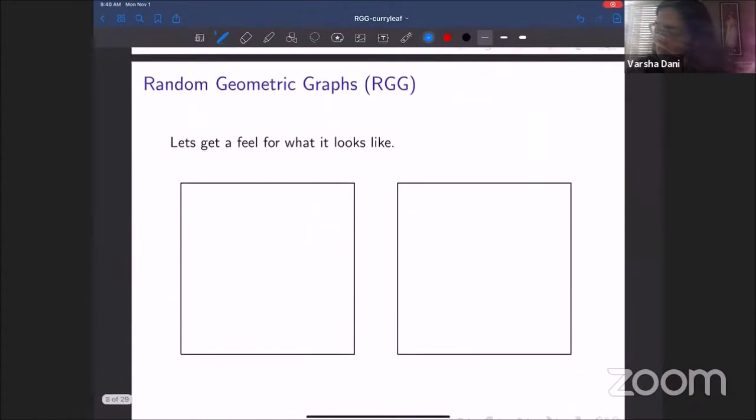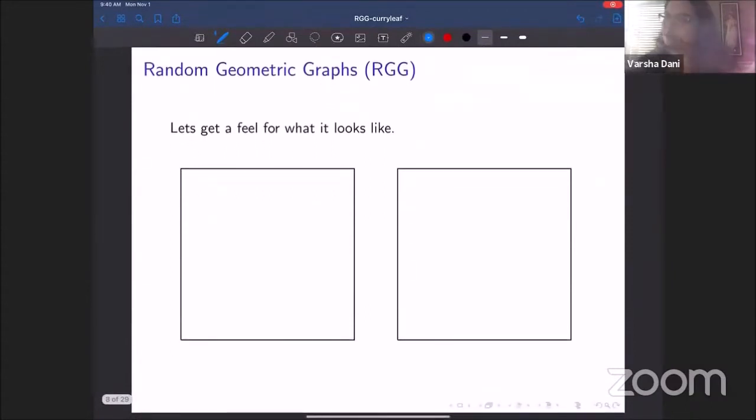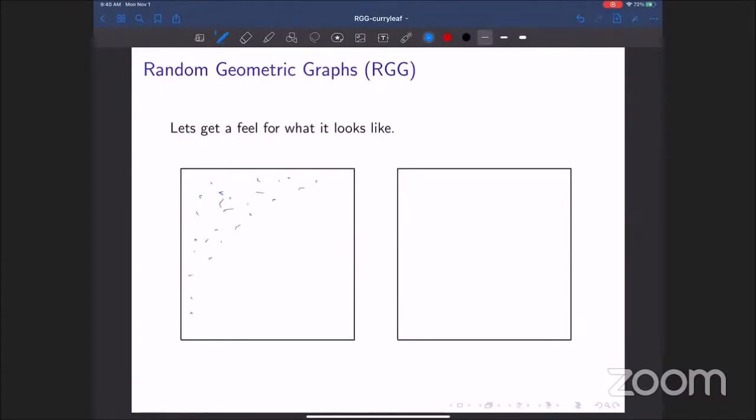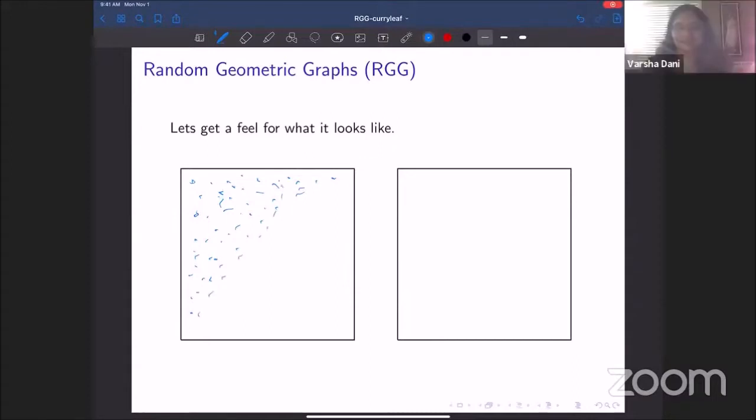Okay, so let's get a feel for what such a thing looks like. So what about something like this? So we'll start with just what are the vertices? Can the vertices look like this? Anyone? Yes, they can. In principle, yes, they can.